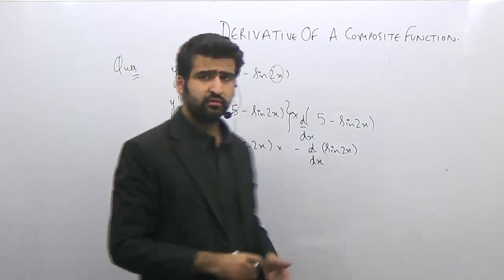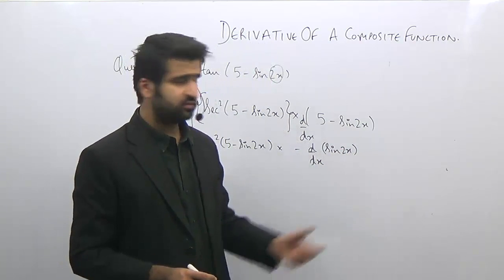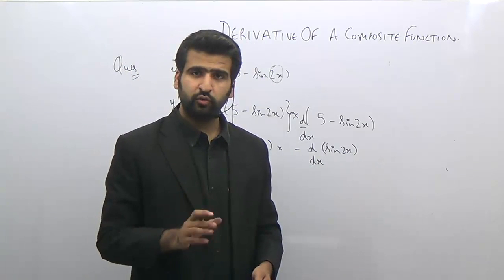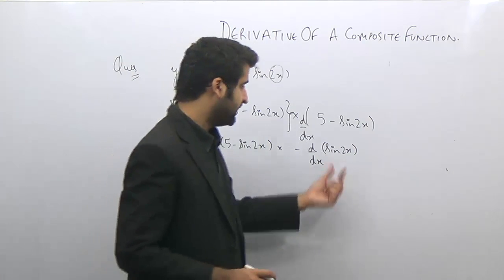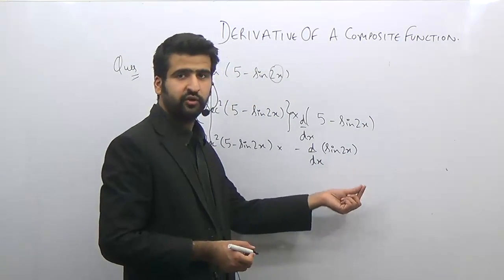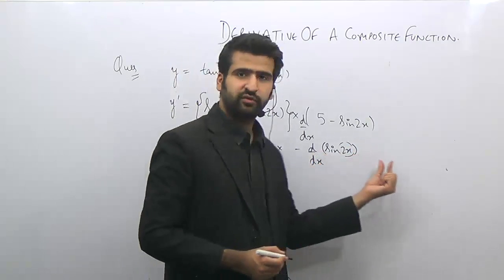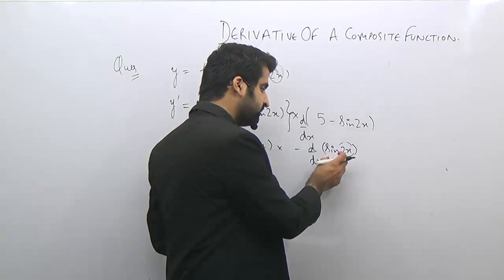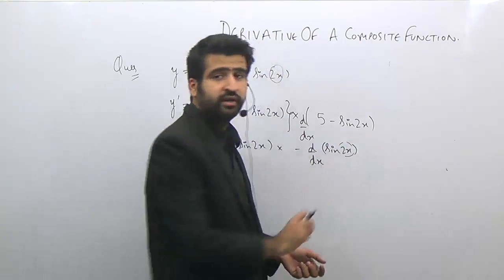Now there are two ways of solving this differentiation of sine 2x. One of the ways is you write it as 2 sine x cos x. Then you can apply the product rule. But the other way is you consider this as a composite function of two functions. The first one is sine u and the second is 2x. So when you are trying to differentiate this function, the differentiation will be the differentiation of sine u and then the differentiation of the inside function.